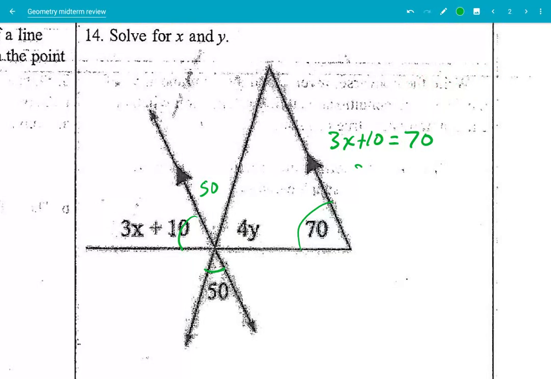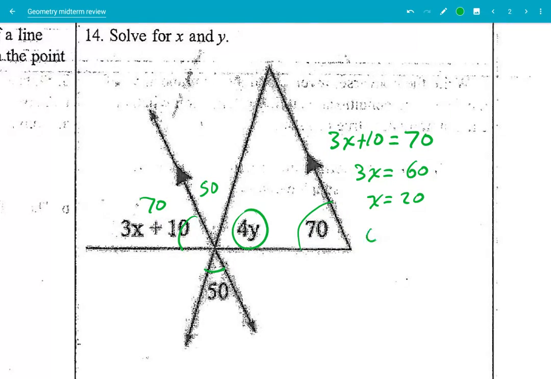3x plus 10 is 70, so 3x equals 60. So x equals 20. So if that's 20, then 3 times 20 plus 10 is 60 plus 10. So that's 70. Oh, duh. That's 70. If that's 50, that's 120.